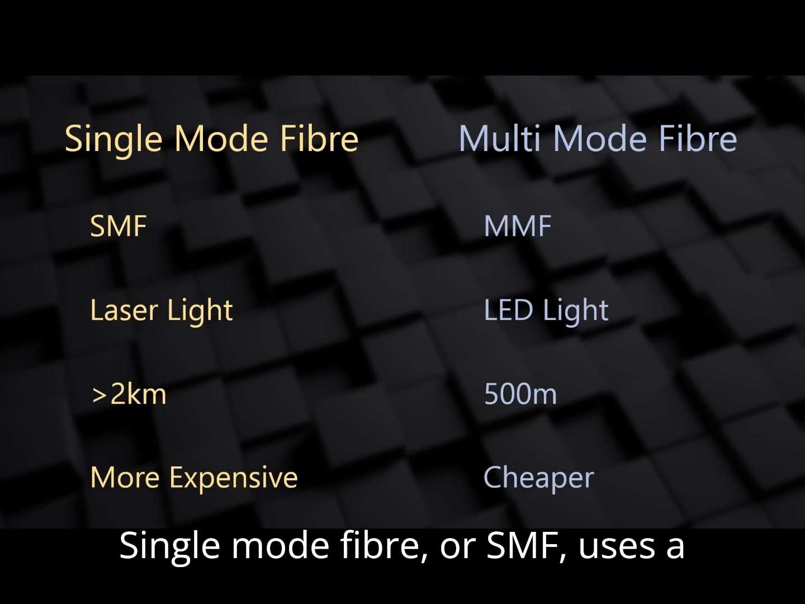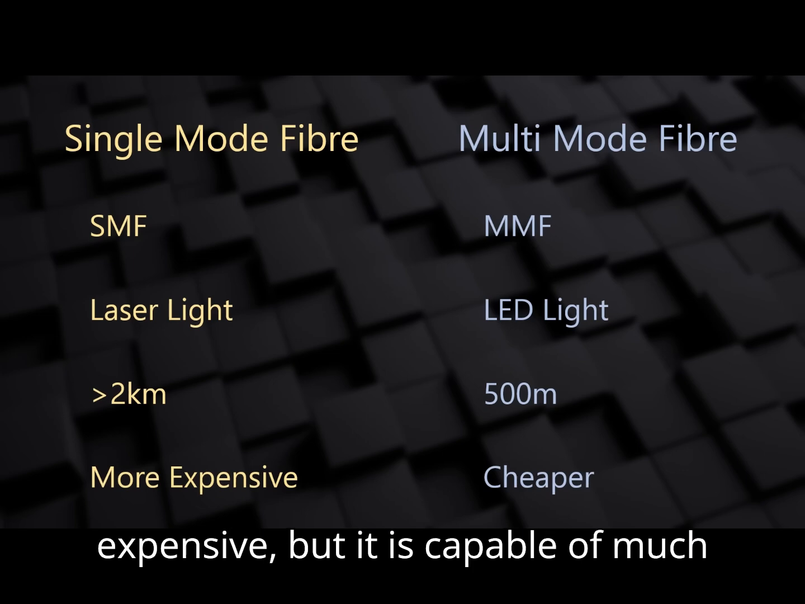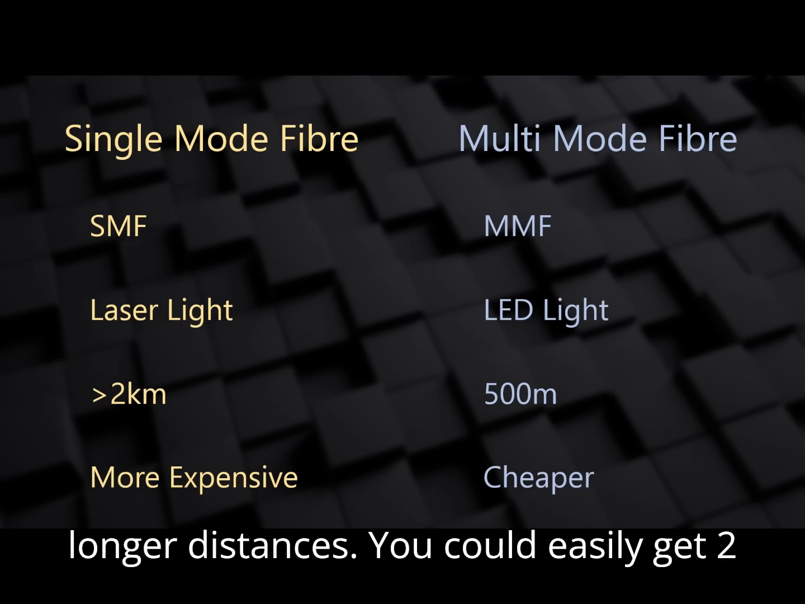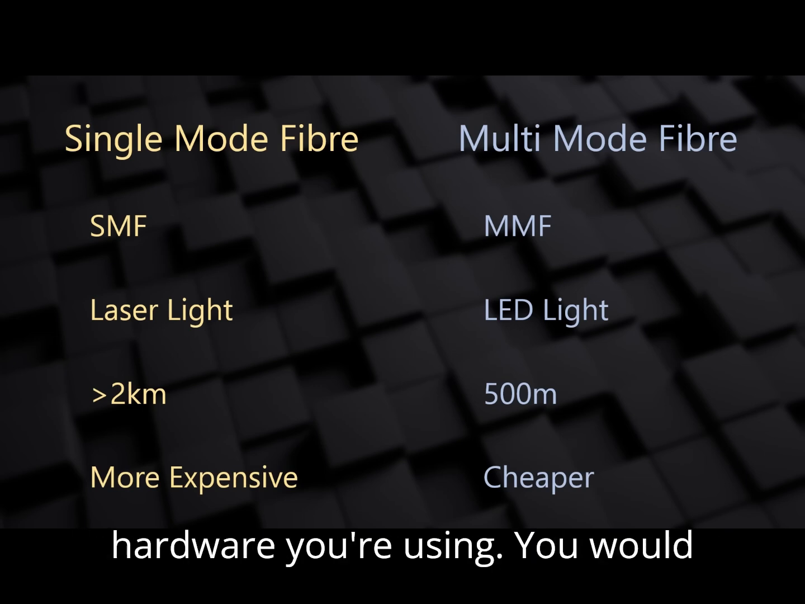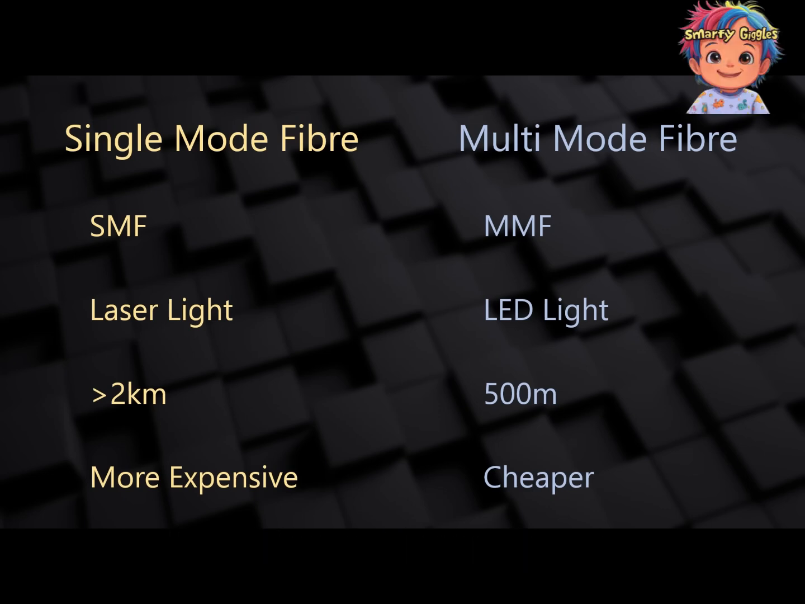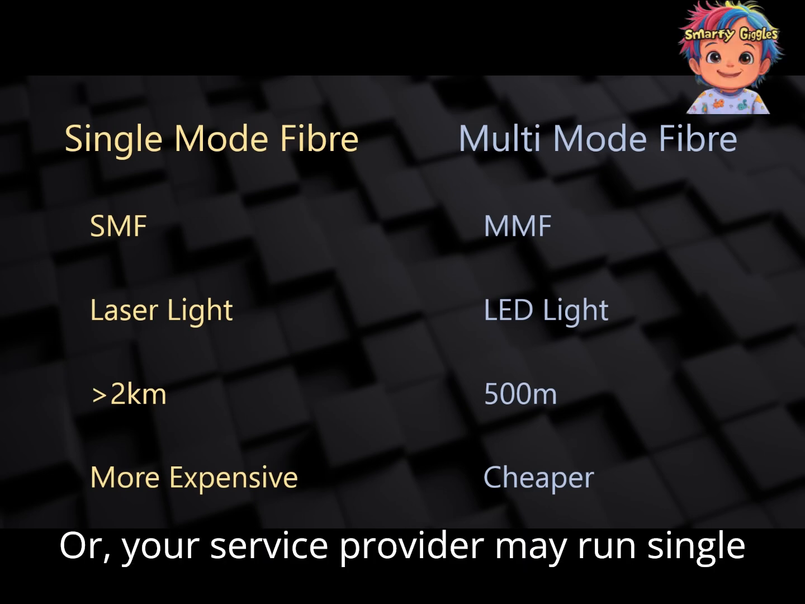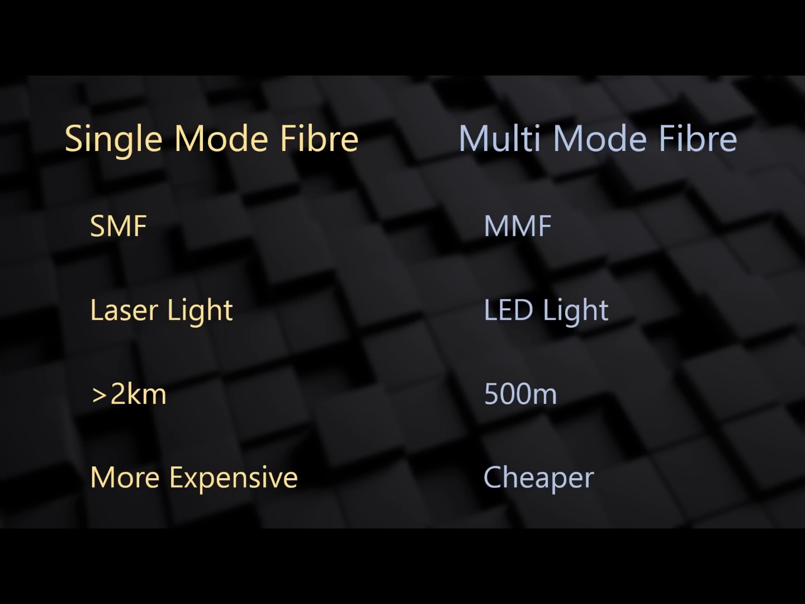Single-mode fiber, or SMF, uses a laser light. This makes it more expensive, but it is capable of much longer distances. You could easily get 2 kilometers or more depending on the hardware you're using. You would typically use single-mode fiber between different buildings. Or your service provider may run single-mode fiber into your building to give you WAN or internet access.